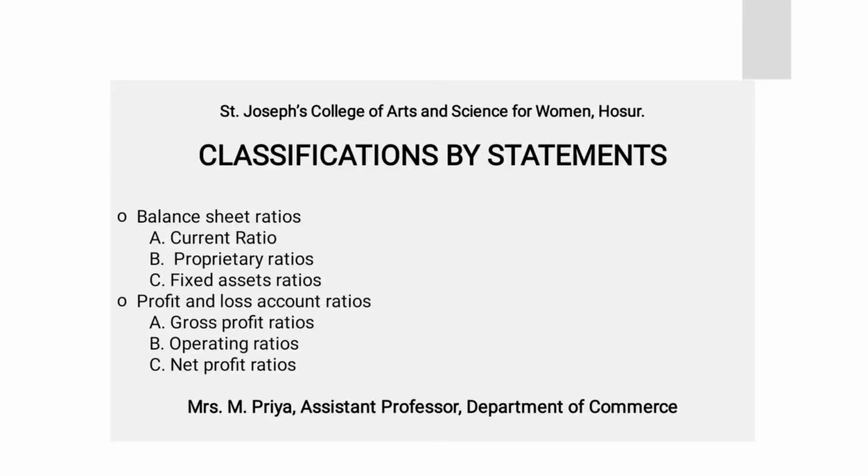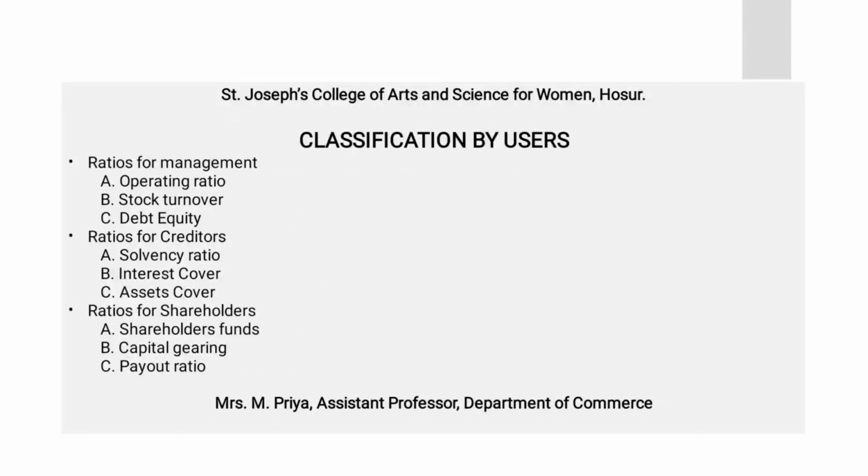Solvency ratios, short-term and long-term solvency ratios. Example: current ratio, debt equity ratio. Profitability ratios. Example: gross profit ratio, net profit ratio, operating profit ratio, return on capital employed. Turnover or activity ratios. Example: stock turnover ratio, debtors turnover ratio, creditors turnover ratio. And the final is the capital structure ratio. Example: capital gearing ratio.